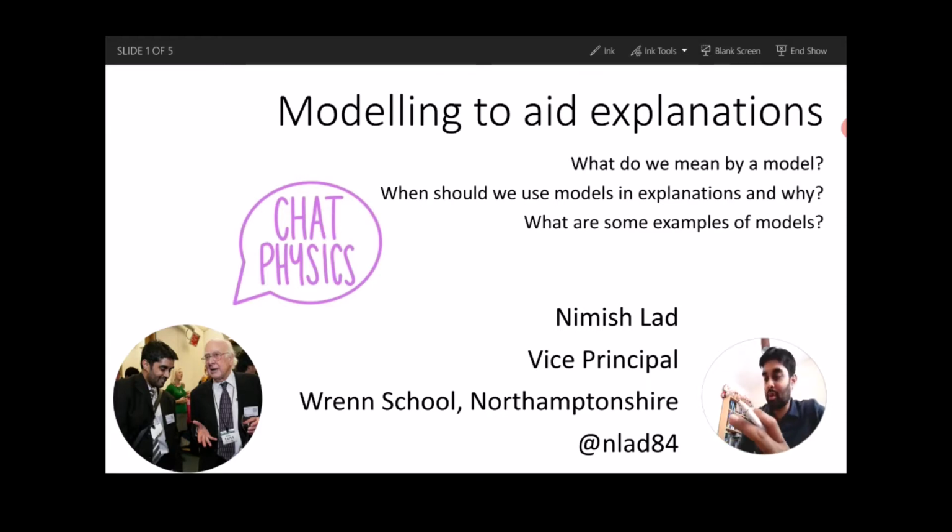So when we talk about models, specifically in science education, we need to understand what we actually mean by the model and therefore how we're using it, what it's used for, and how we're going to use it to improve the student's understanding of an abstract subject area.